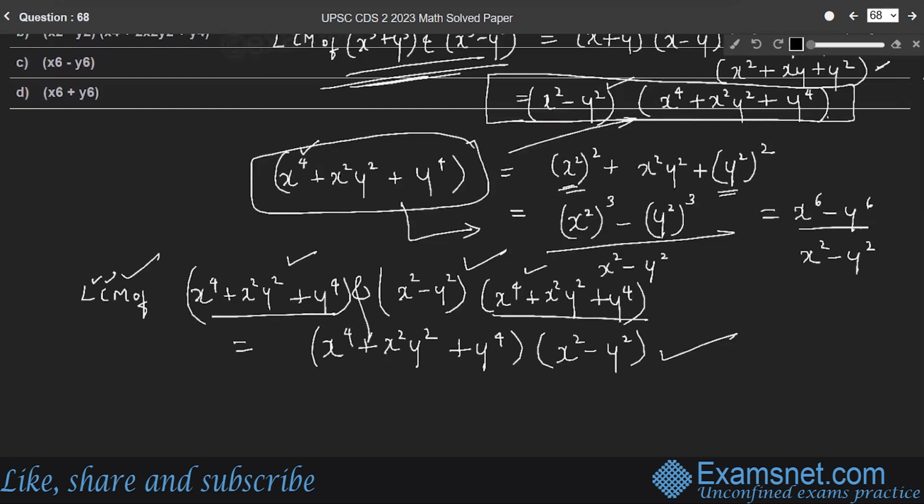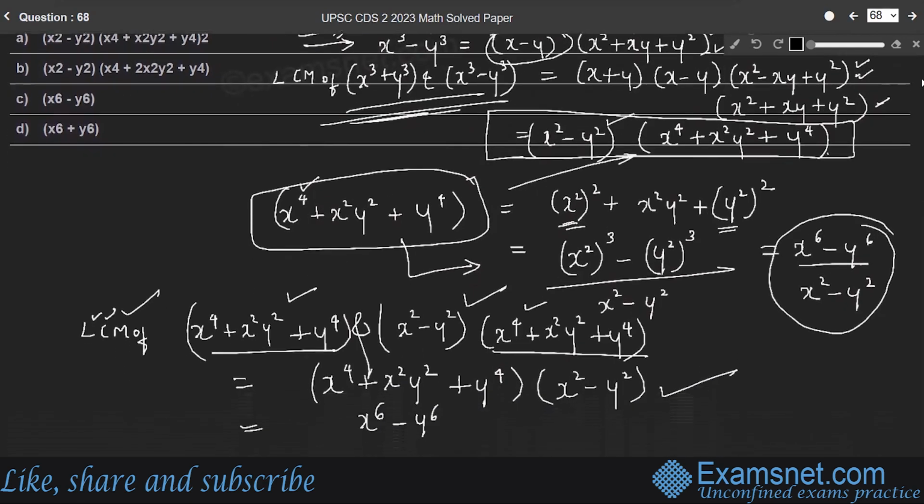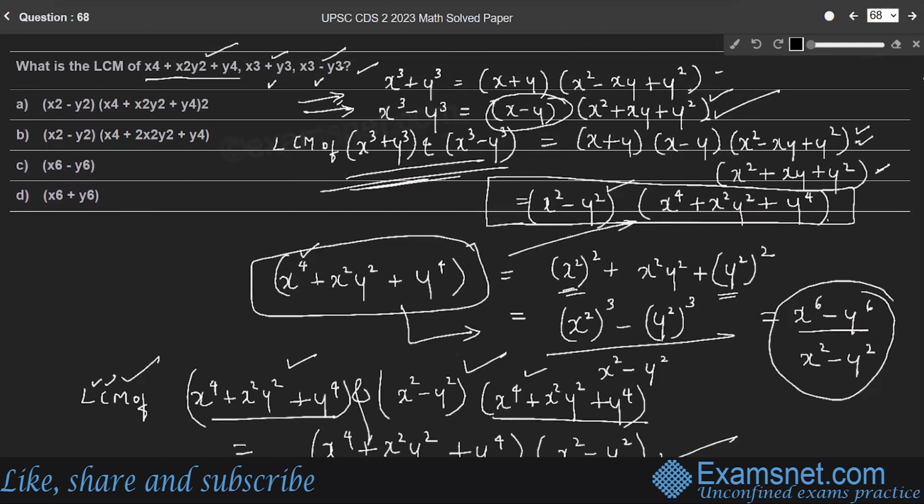Whereas the first expression, x raised to 4 plus x square y square plus y raised to 4, is nothing but x to the power of 6 minus y to the power of 6. Is it x minus y to the power of 6? I think here we made a mistake. It should be x to the power of 6 plus y to the power of 6. Yes.